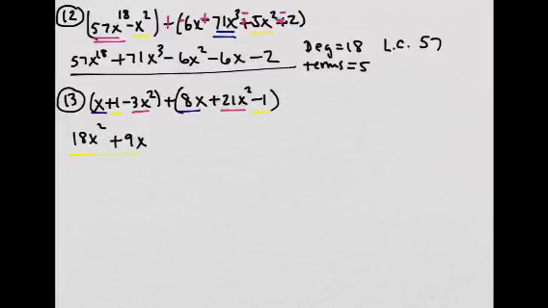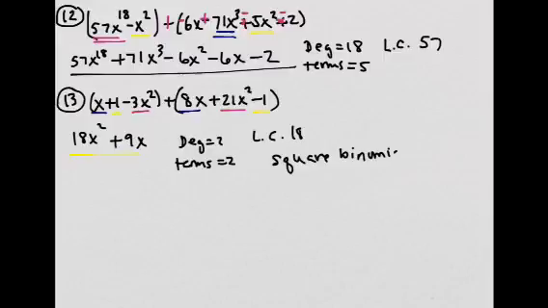So the degree of this one is, let me just change it here. The degree of this one is 2, the terms is 2, and the leading coefficient is 18. So you can call this a square binomial. Square because of the degree, and binomial because it's only two terms.